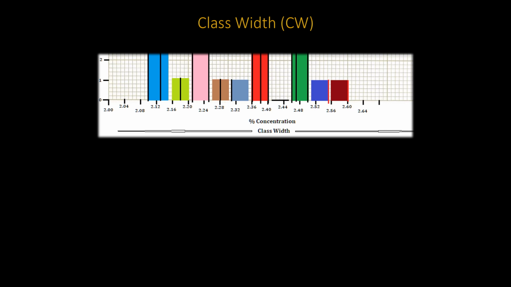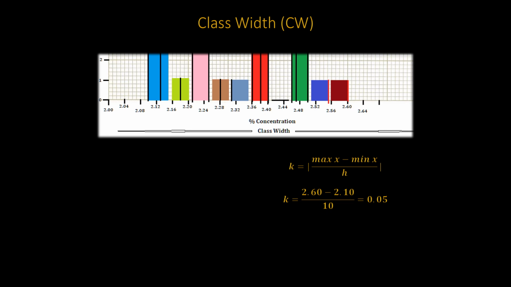The class width refers to the range of the recorded values that are used to create the frequency table in label segments on a graph. These represent the concentration values within the graph along the x-axis. These labeled indicators are spaced apart at calculated intervals.